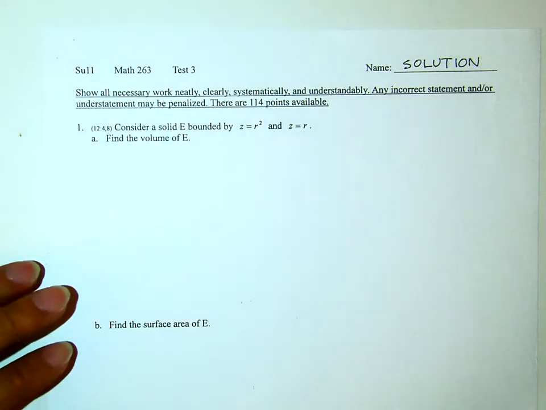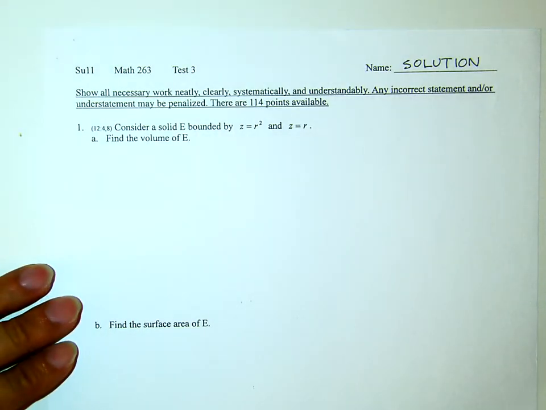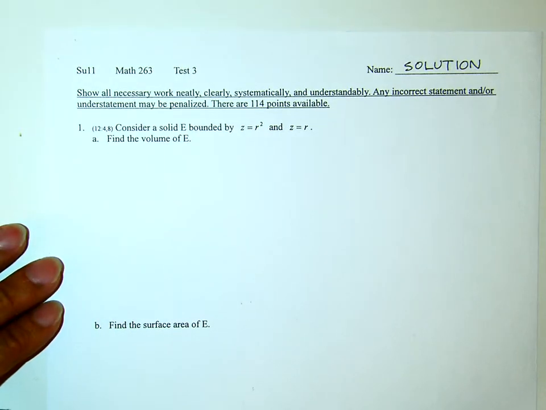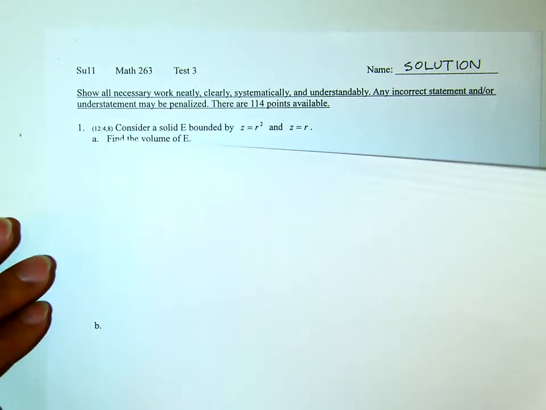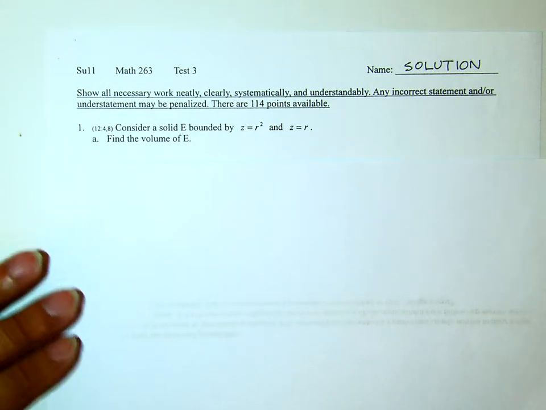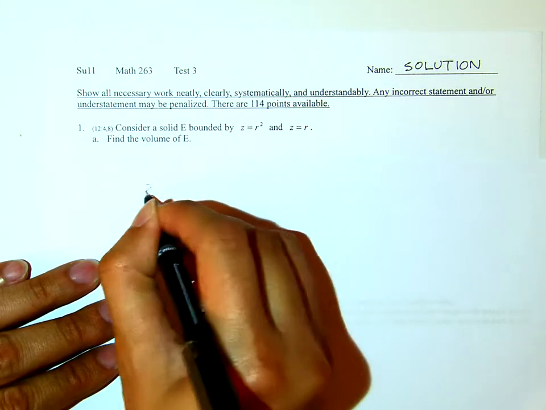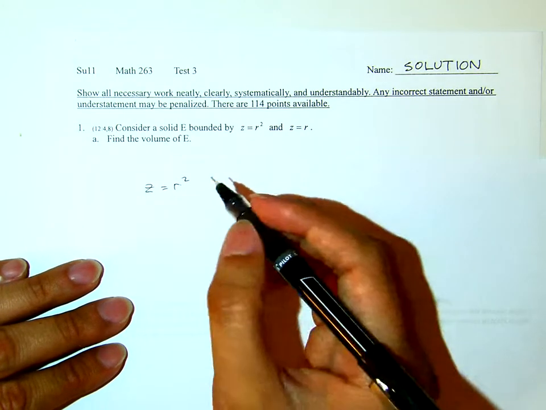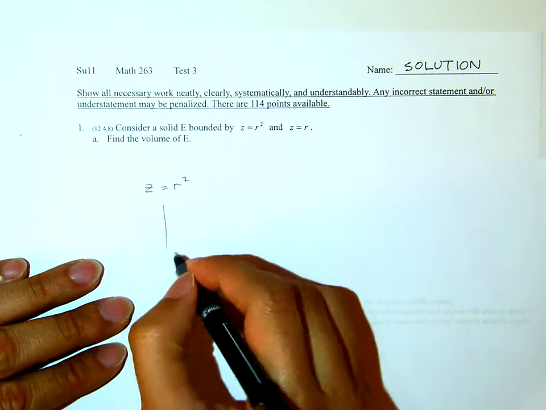This is summer 2011, Math 263, Test 3, number 1. Consider a solid E bounded by z equals r squared and z equals r. I think the first thing we want to do is to sketch what they look like. Okay, z equals r squared. If we think about that, in class, this is the way I teach you.